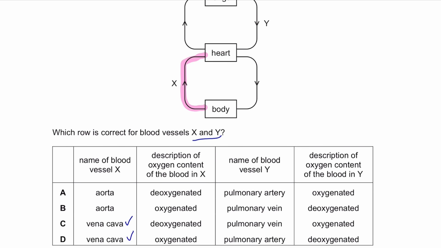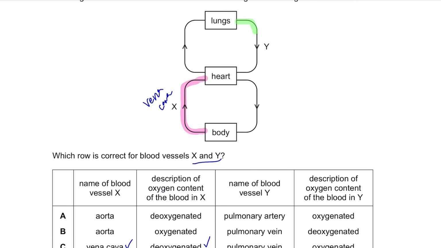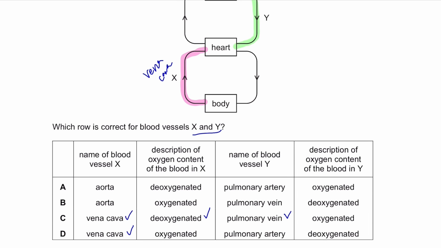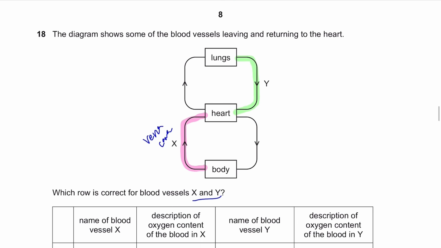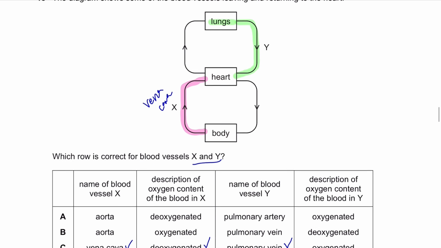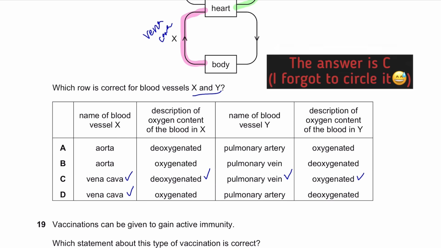Now you have to, of course, memorize the structures of the heart and the blood vessels around it. It's going back to the heart, so it should be deoxygenated. Okay, then the name of blood vessel Y, it became quite obvious what the answer is, but anyways, it's coming from the lungs to the heart, and that is called the pulmonary vein. And since it has just passed the lungs, the blood will be oxygenated.